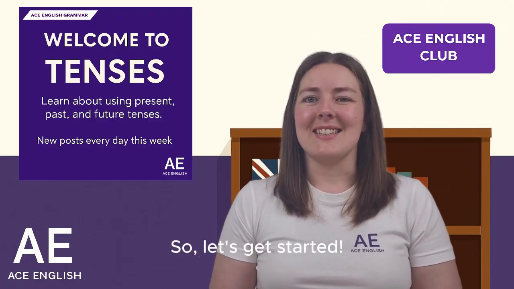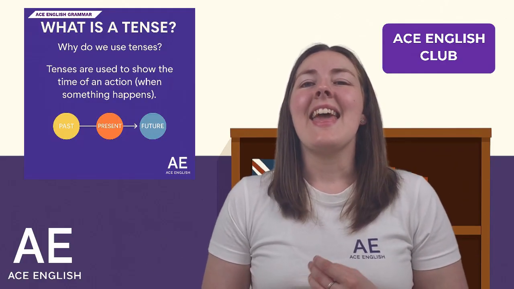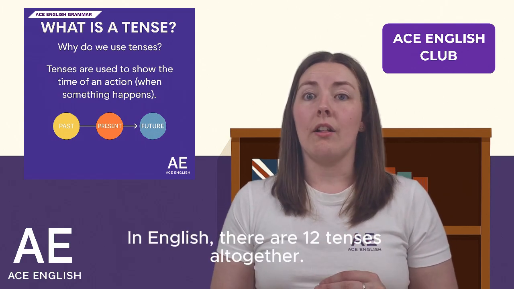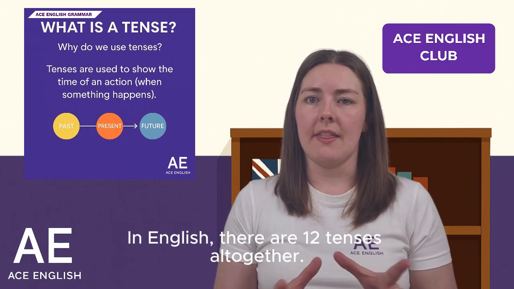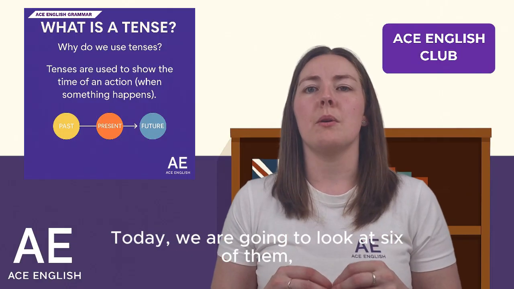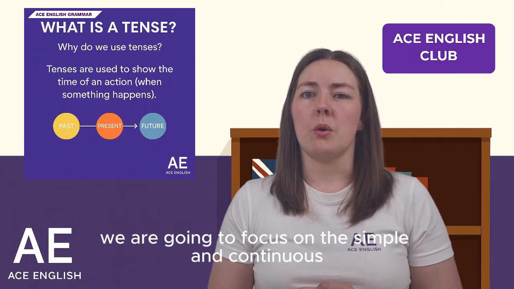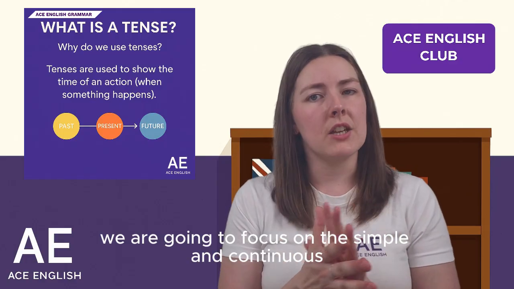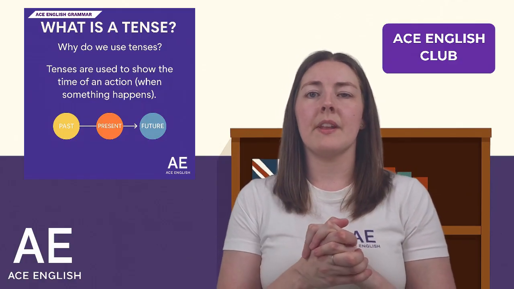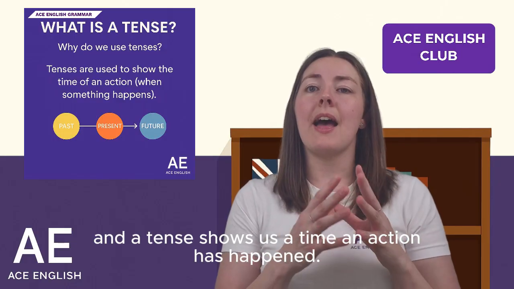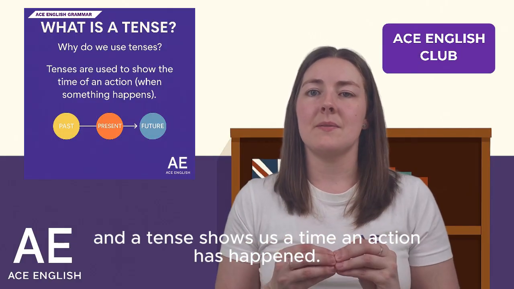So let's get started. In English, there are 12 tenses altogether. Today, we are going to look at 6 of them. We are going to focus on the simple and continuous tenses. And a tense shows us a time an action has happened.